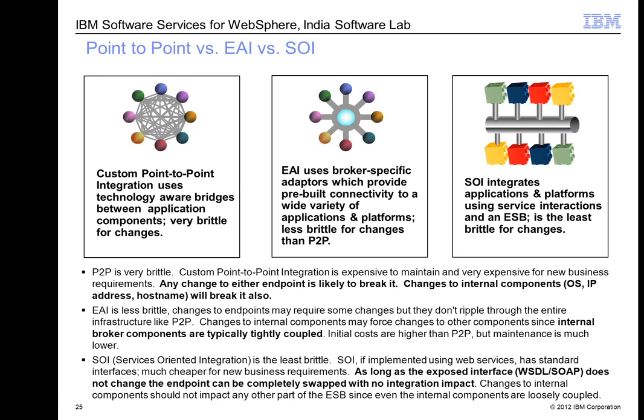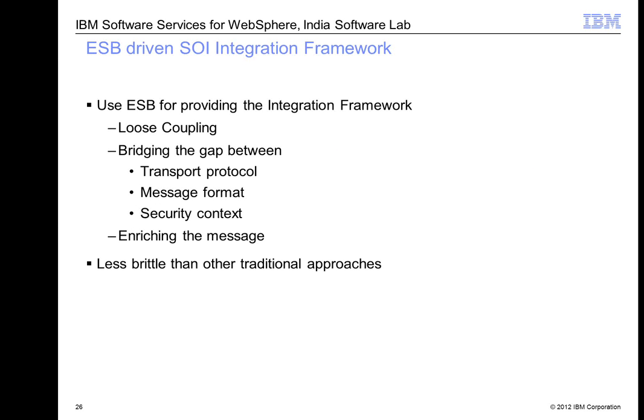So finally, we saw that the ESB-driven SOI integration framework provides the different kind of integration capabilities. It has features like loose coupling. It can help us bridge the gap between various systems. These gaps could be transport protocol gap or the message format or the security context gap. It can also help us add some more value to the message that is going from application A to application B. And this framework is comparatively less brittle than EAI or traditional point-to-point integration.